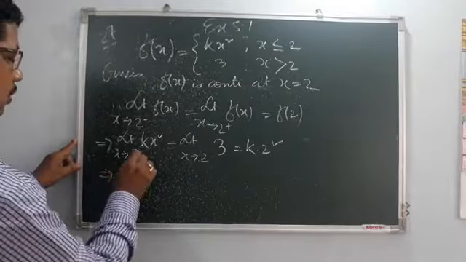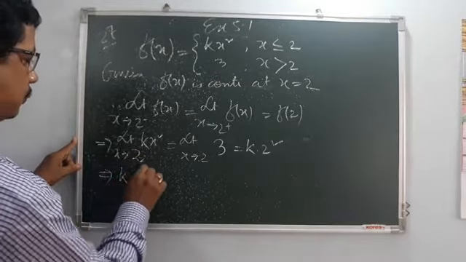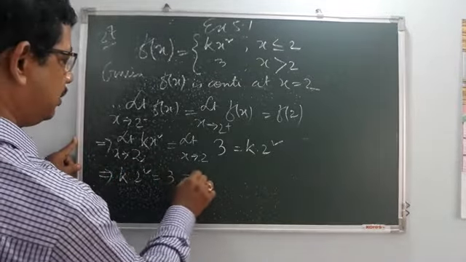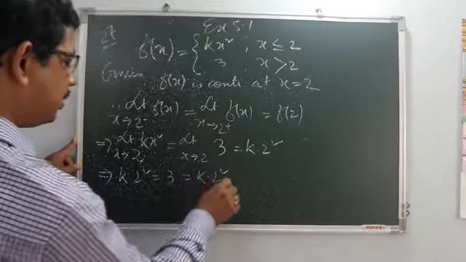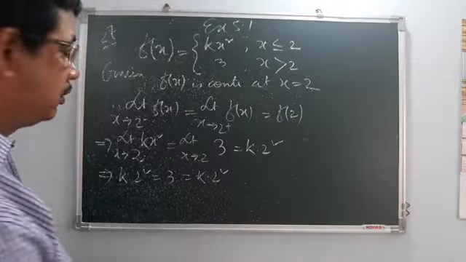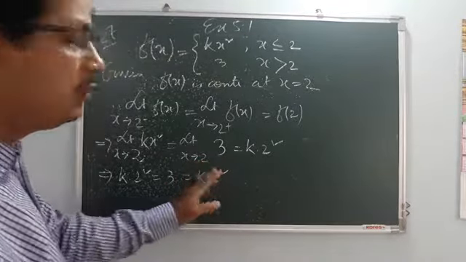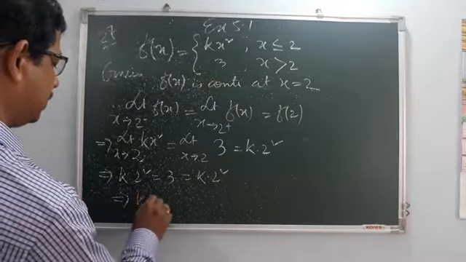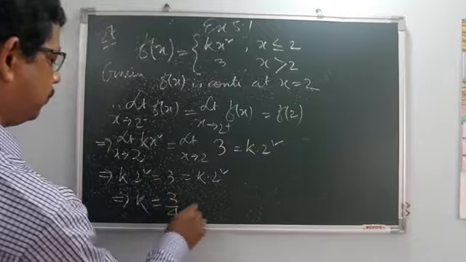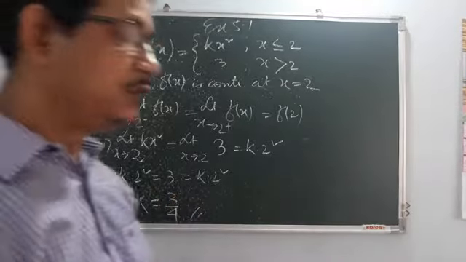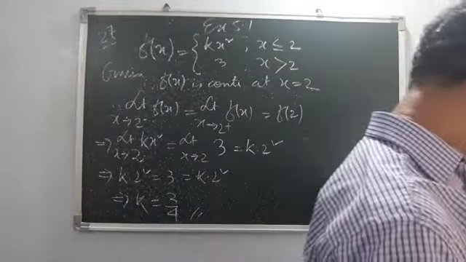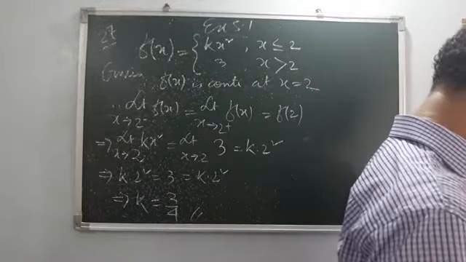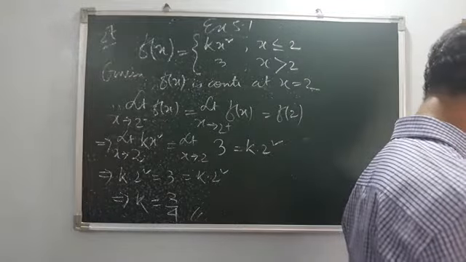Now if I draw the limit, k into 2² equals 3. Here there is a repetition of k into 2², so we will remove one, no need to use this one. So what is the value of k? k becomes 3 by 4. So this is our question number 27. So now 28.